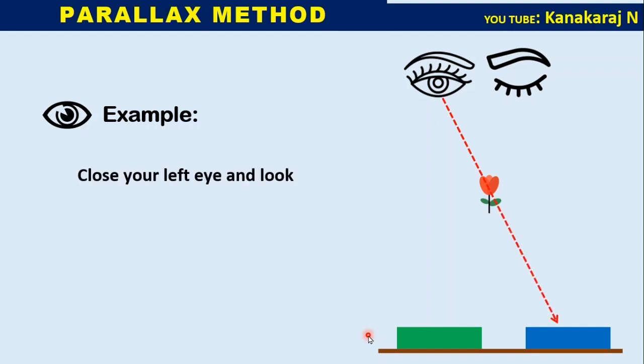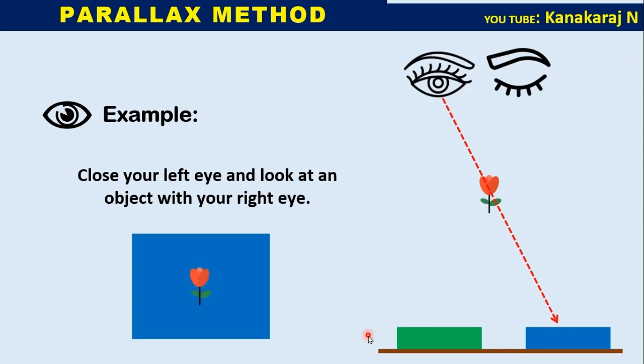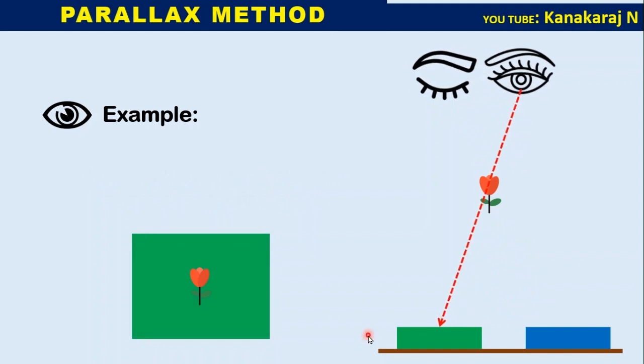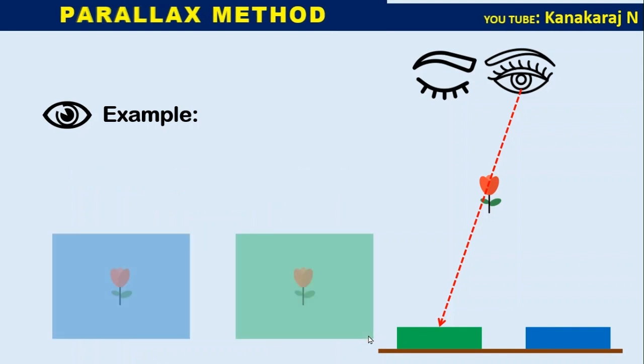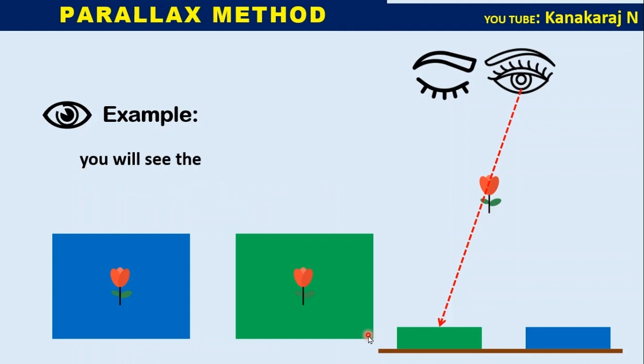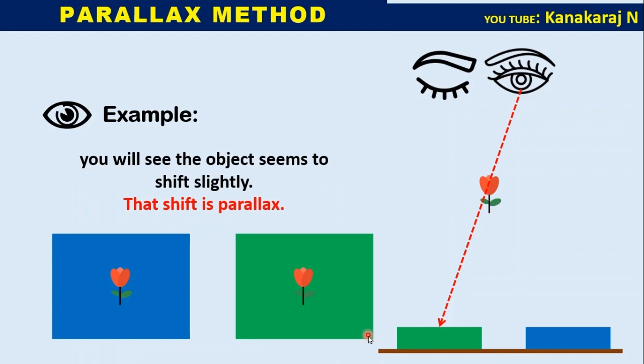Close your left eye and look at an object with your right eye. What you see? You see the flower in blue background. Now close your right eye and open your left eye. Now what you see? You see the rose in the green background. You will see the object seems to shift slightly. That shift is parallax.